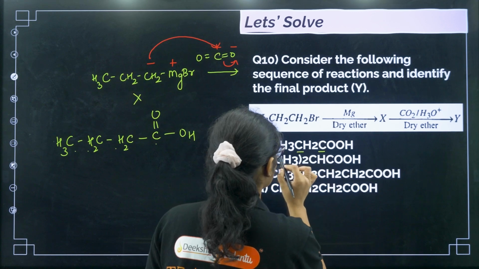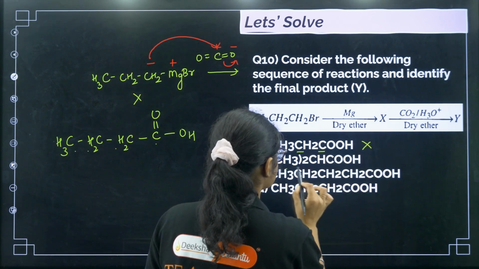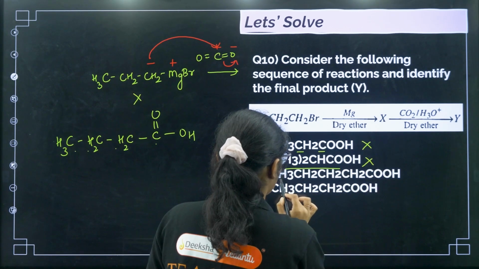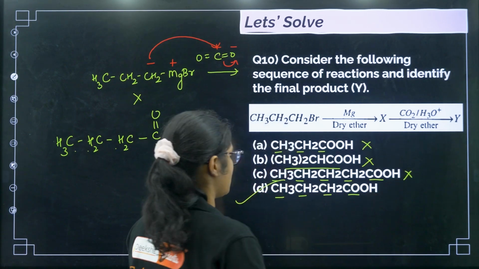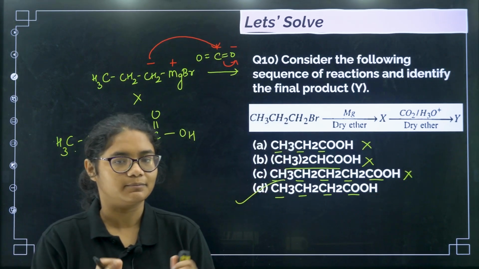So here you see 1, 2, 3. This cannot be the answer. Here this is not a straight chain, not the answer. 1, 2, 3, 4, 5, not the answer. 1, 2, 3, 4. Yes. So the correct answer for this question will be option D.